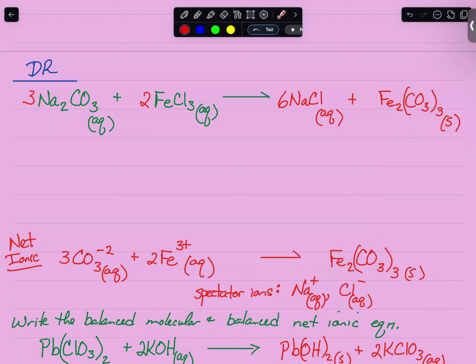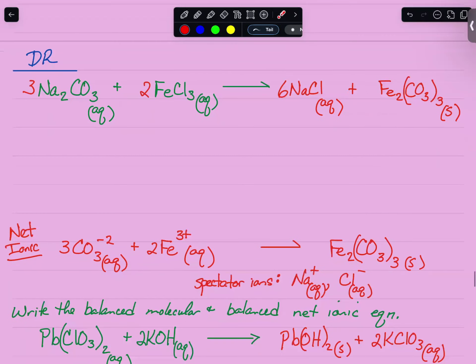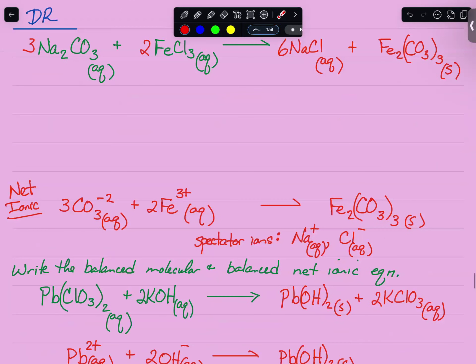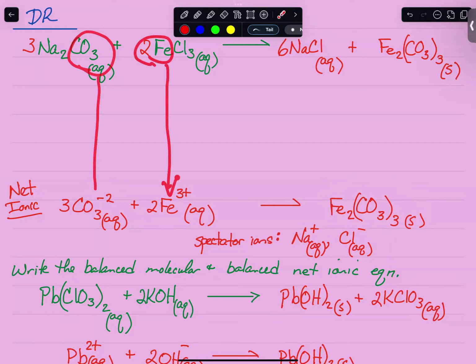I don't have the complete ionic written here because once we get comfortable with these, we don't need it. We need to look at what changed. We made iron carbonate. How could we do that? Well, we're going to take some carbonate ions here, and some iron ions here. If those were both aqueous, when we combine them together, that's how we form the precipitate.